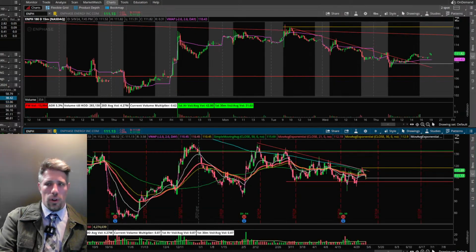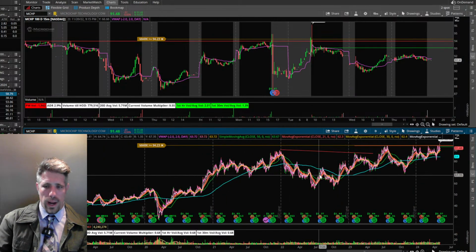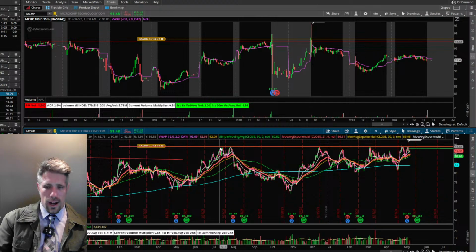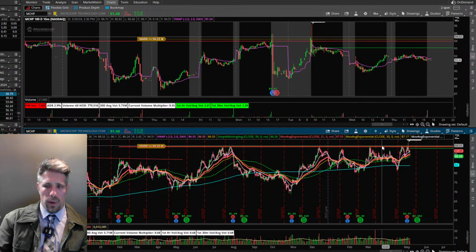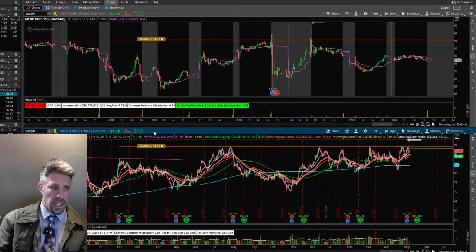Next up, I want to look at MCHP. MCHP has this daily break right here. Look at this. Right here, a daily break. If it can break above this 94.50 area, this thing really could launch to the north side.